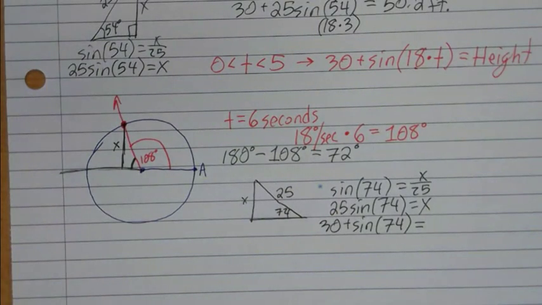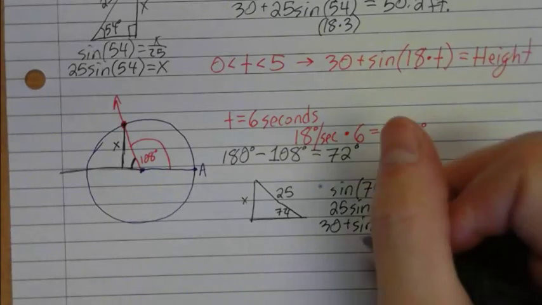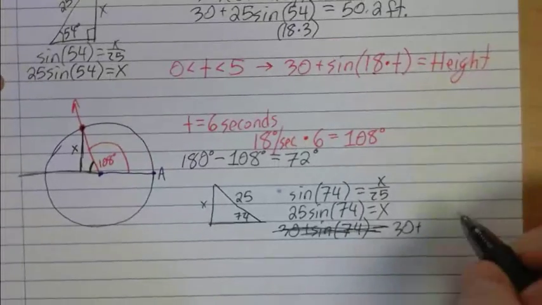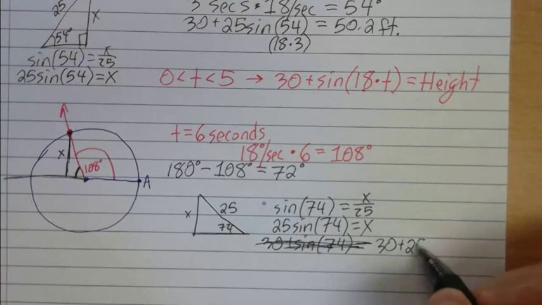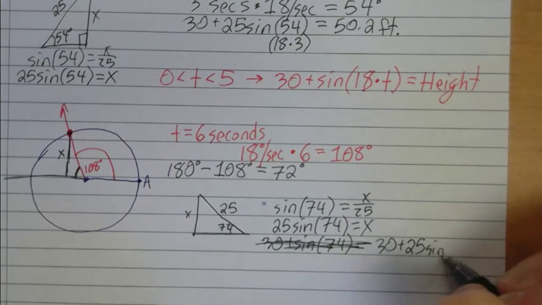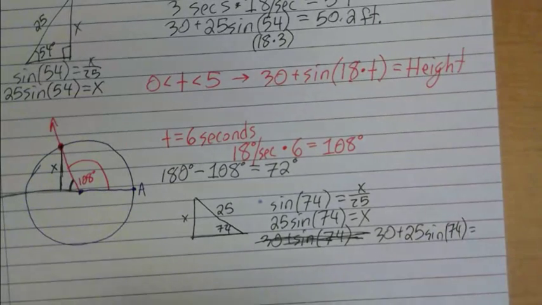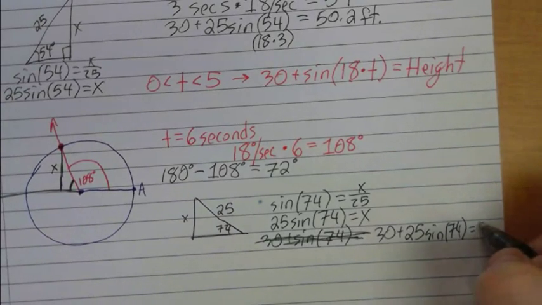30 plus the sine of, we're missing the 25. Let's rewrite that. 30 plus 25 sine of 72 gives us the height. And 30 plus 25 sine of 72 is equal to 54.03 feet.